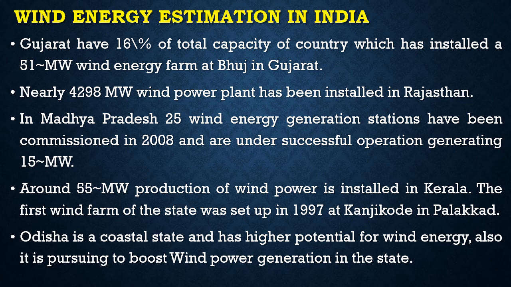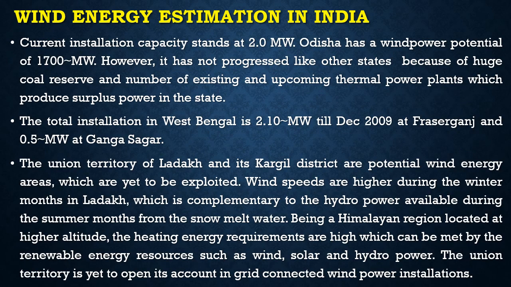The first wind farm of Kerala was set up in 1997 at Kanjikode in Palakkad. Odisha is a coastal state and has higher potential for wind energy. Also, it is pursuing to boost wind power generation in the state. Current installed capacity stands at 2.0 megawatt. Odisha has a wind power potential of 17,000 megawatt. However, it has not progressed like other states because of the huge coal reserves and the number of existing and upcoming thermal power plants, which produce a surplus of power in the state.